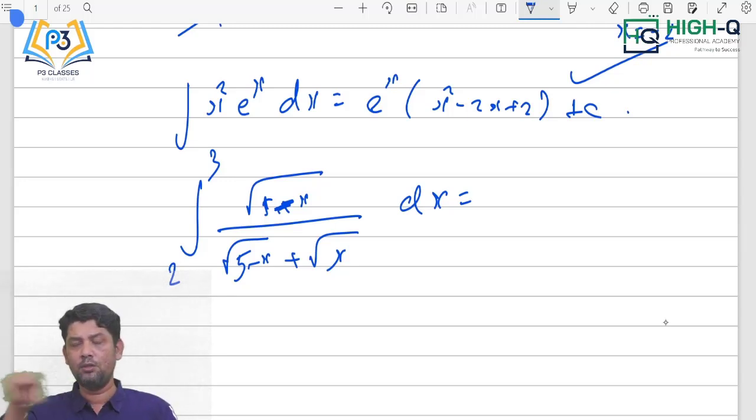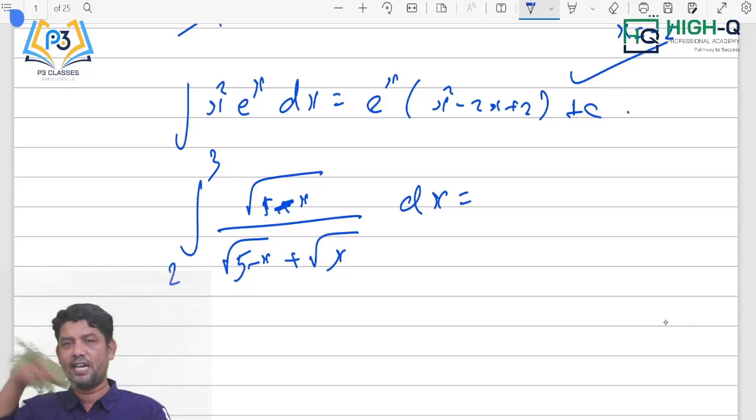I will apply that property, I will take it as I2, then I will add 1 and 2, sir. 2I is equal to that integration, sir. Cancel, integral of dx will come, sir. x, upper limit minus lower limit, sir. Then 2 will come here, sir. Wow.